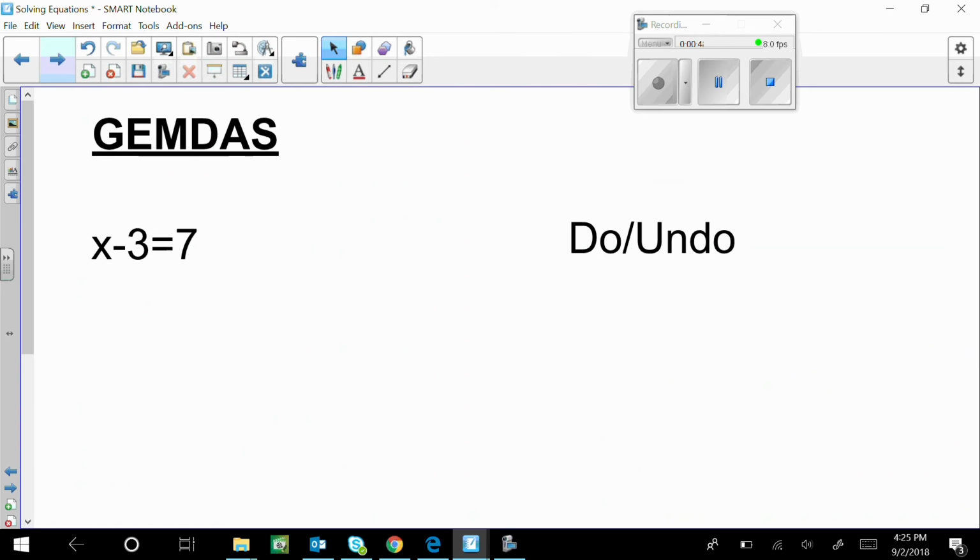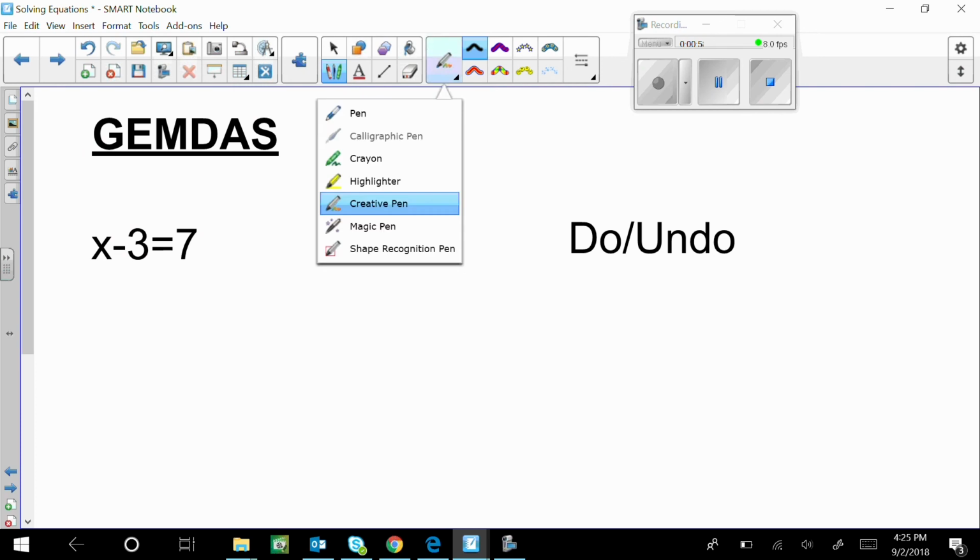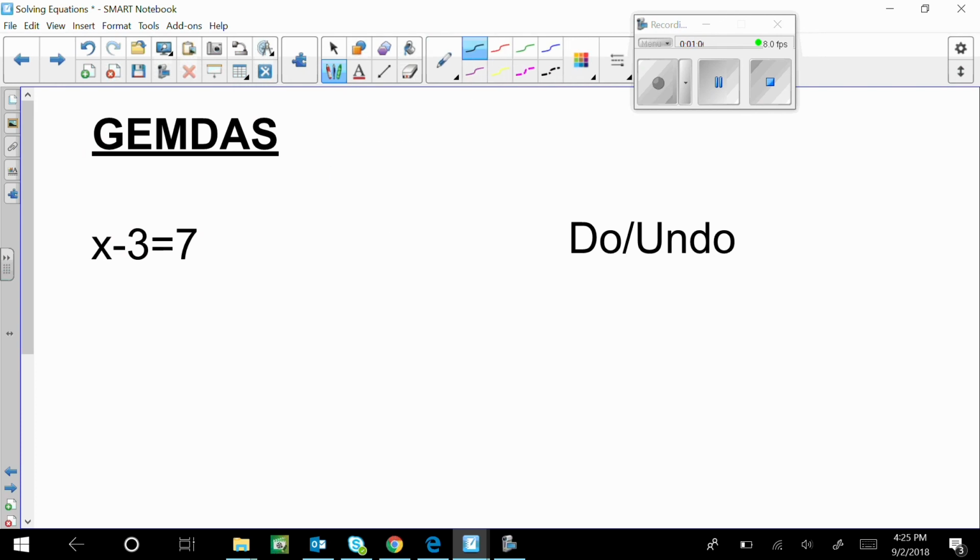First, you need to remember GEMDAS. It is grouping symbols, exponents, multiplication, division, addition, and subtraction. When we're doing the do and undo, we are always looking at the GEMDAS. We're going in that order. So our do, what is being done? I'm first looking for any grouping symbols, then exponents, then multiplication, then division, then addition, and finally subtraction.